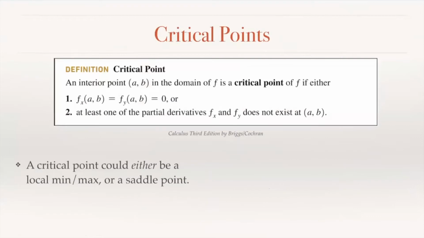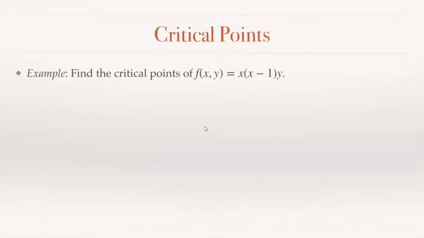And a critical point is a point where the two partial derivatives are 0, or one of them does not exist. So a critical point could be either a local minimum or maximum or a saddle point. And to min or max a function, we'll be finding the critical points and then doing some analysis on them to determine which of these conditions it is. So let's do an example.